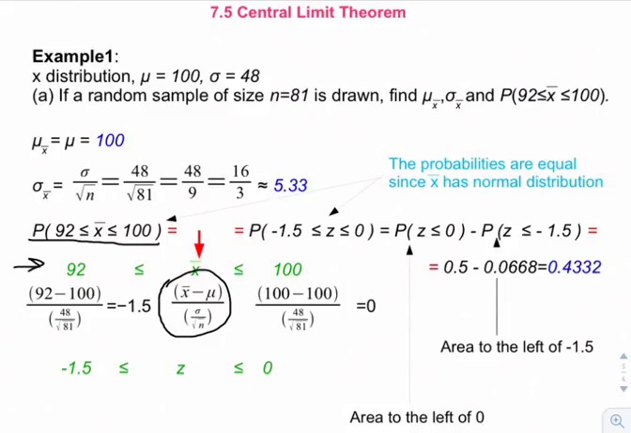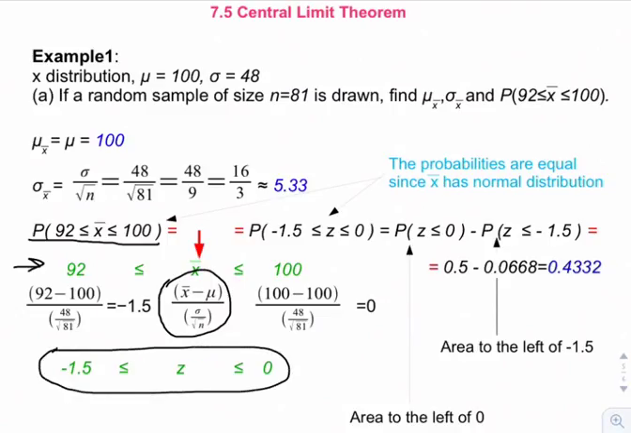So I'd like you to take a second and pause this video, take out your calculator, and see that you do indeed get the same values. Because remember, all of our calculators work slightly differently with respect to the order of operations. Okay, so assuming that you were able to get -1.5 for the Z value, let's continue on. So we changed our X bar values into Z values here.